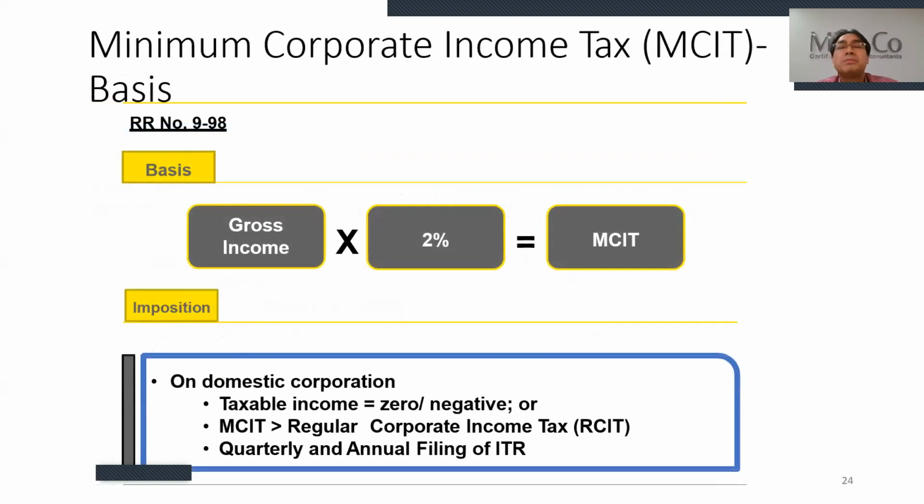Alright, let's talk about minimum corporate income tax. Kasi pinag-uusapan natin is corporation.